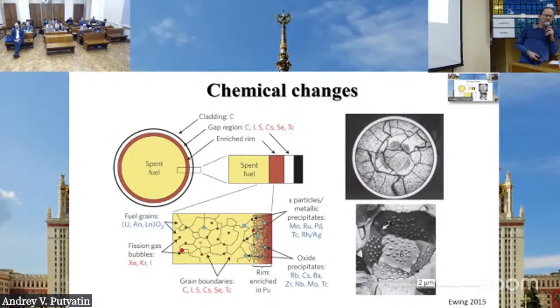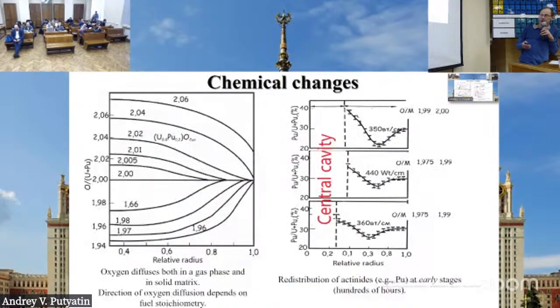And the behavior of these elements, of course, differs. As we already discussed, some elements can dissolve in the matrix, in the uranium dioxide matrix. Some elements tend to precipitate on the grain boundaries. Some tend to precipitate inside the ceramic grains. So you have a very, very strong heterogeneity. And this heterogeneity results both from the granular structure of the fuel and from thermal gradients.